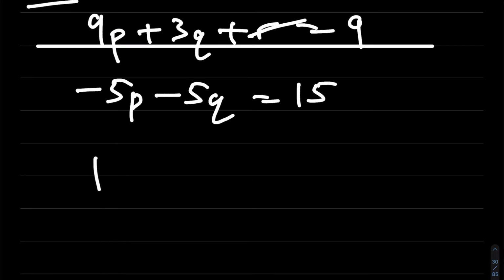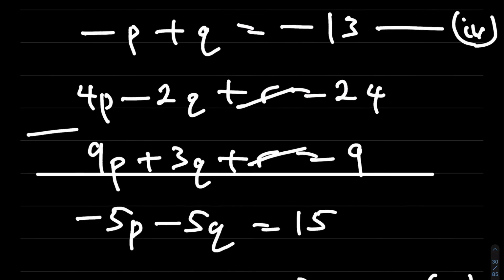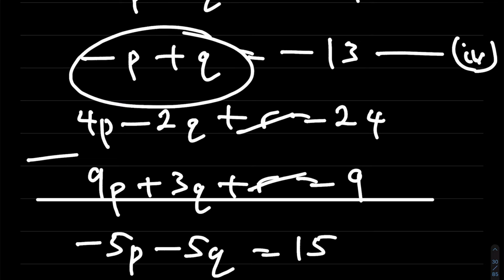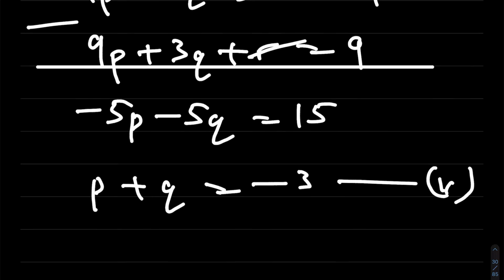If I divide through by minus 5, that gives me p plus q equals minus 3. This is equation 5. Now equations 4 and 5 have the same terms, so I can solve them simultaneously.